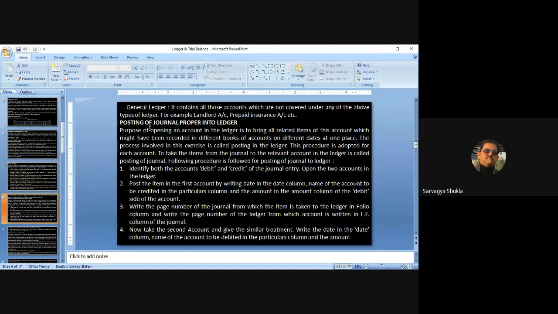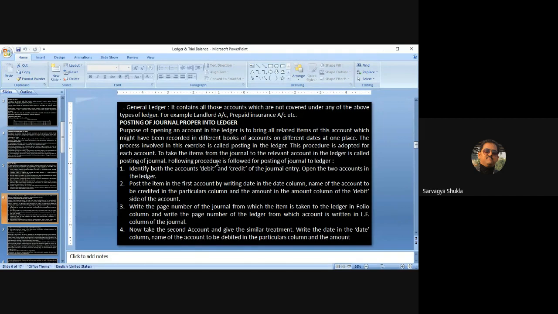Now comes the process of posting. Posting of journal proper into the ledger. The purpose of opening an account in the ledger is to bring all the related entries of this account, which might have been recorded in different books of accounts on different dates, at one place. The process involved in this exercise is called posting into the ledger. This procedure is adopted for each account. To take the item from the journal to the relevant account in the ledger is called posting of journal.